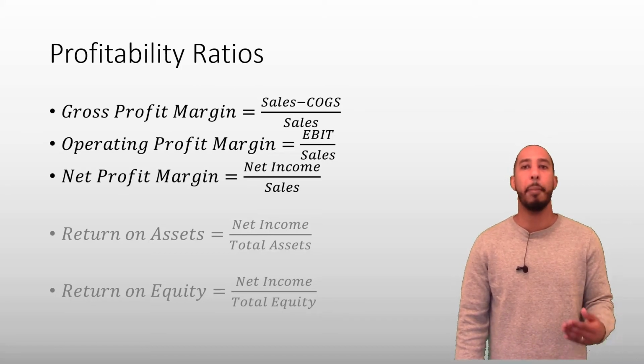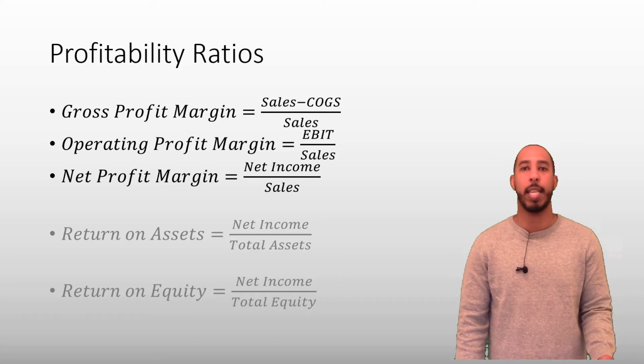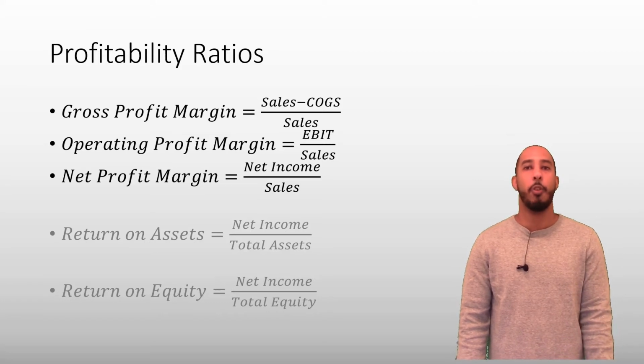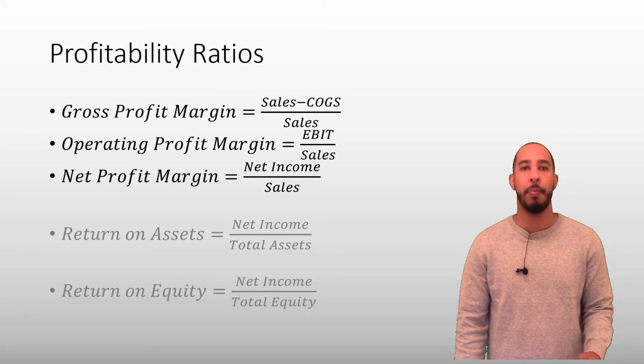Lastly, we have net profit margin. We deduct additional expenses from operating profit. We take out interest expense and tax expense, and that gets us to net income. So if we had a net profit margin of 10%, that's 0.1 over 1, that means for every dollar of sales we make, 10 cents of that will turn into net income.